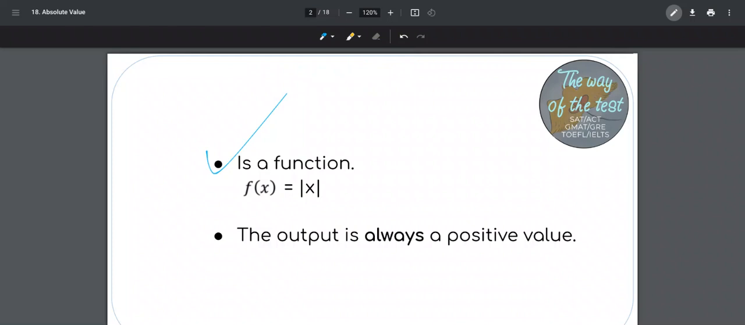So in this case, as any function, you have an input and you have an output. And in the case of the absolute value, the output is always, no exception, 100% of the time, a positive value. This is very important. It's just the definition of the absolute value, and I want you to pause the video, copy, and I'm going to continue with the definition.